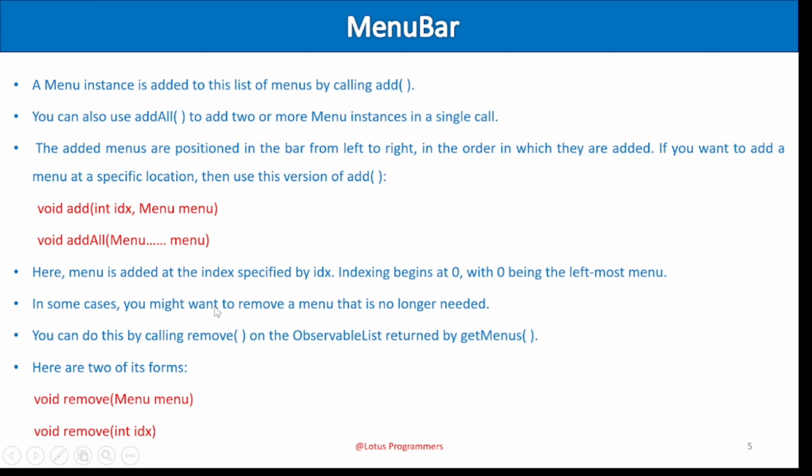Suppose, whatever menus are added, in order to remove the menus, we call the remove method. We can remove a menu by passing the menu object as an argument or by passing the index as an argument. The menus added to the menu bar are indexed from the 0th position.